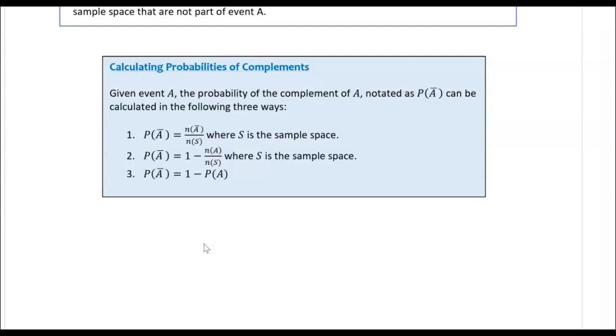For the following examples, I will use one of the three ways to calculate the probability of complements. I will say, using number 1, 2, or 3 from the blue box to refer to one of the three ways to calculate probability of complements.